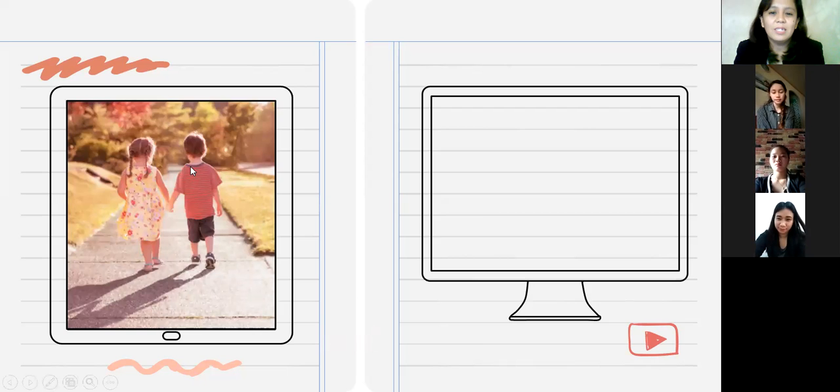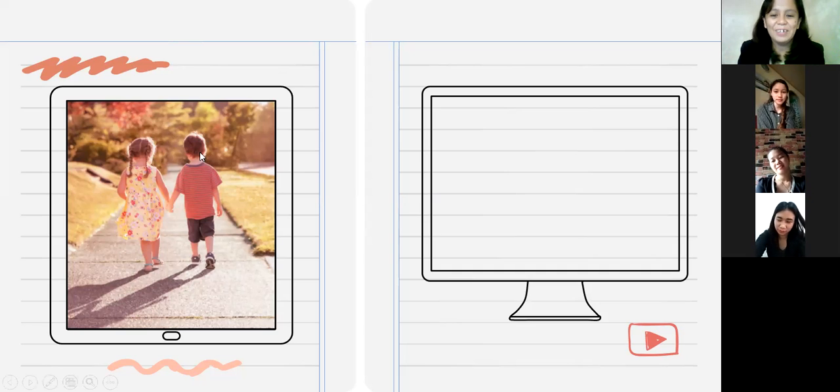Okay, so this is a cutie couple walking down the street. Can you give one example of an imperative sentence for this picture, Kathleen? Hold my hand. All right, that's correct. Thank you so much, Kathleen. And Rana, can you give me one example of an interrogative sentence for this picture? Where are we going?